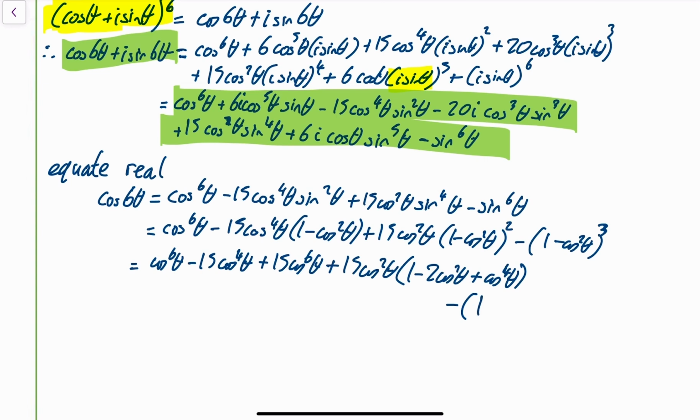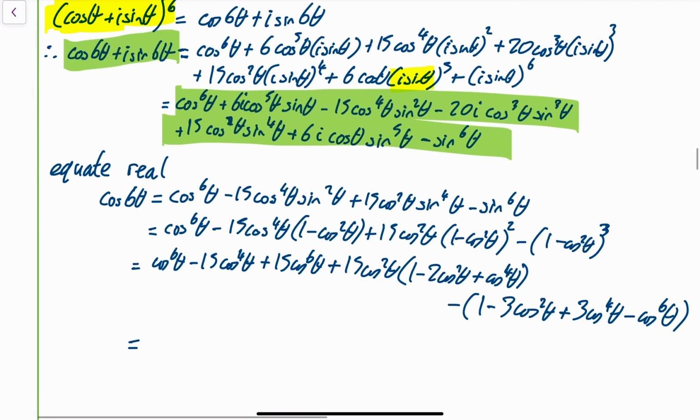So that's going to be 1 minus 3 cos squared theta plus 3 times cos to the 4 theta, and then minus cos to the power of 6 theta. That's what you would get when you do that out. And then if we sort that all out, it's a bit of a mess.